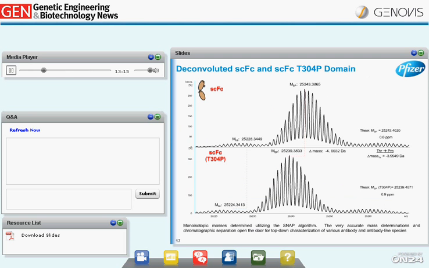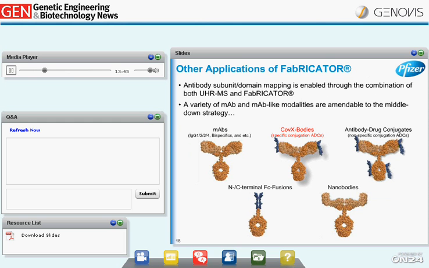Using the high-resolution mass spectrometry, we're able to narrow down the very accurate mass determination of what that modification could be. And this is the technology we use to deduce the structure at a regional level. So a threonine 304 proline modification. This is an example where sequence fidelity is important, as well as having the right tools to get to these modifications. There are other examples or applications of using the enzyme FabRICATOR.